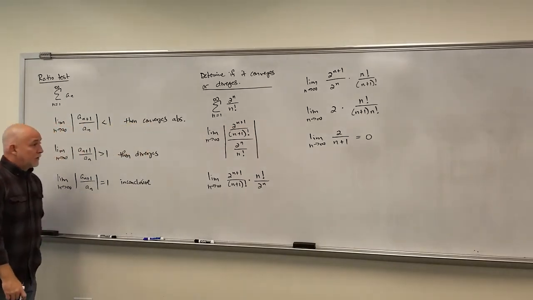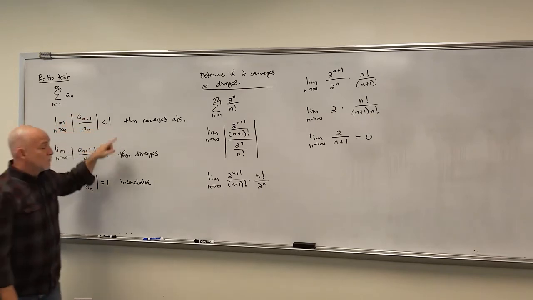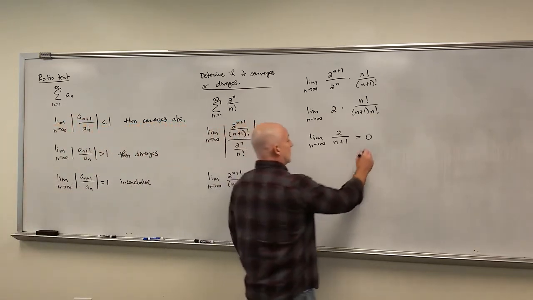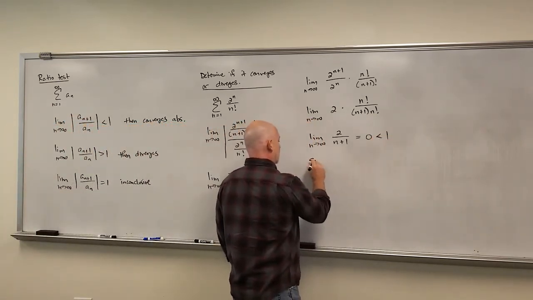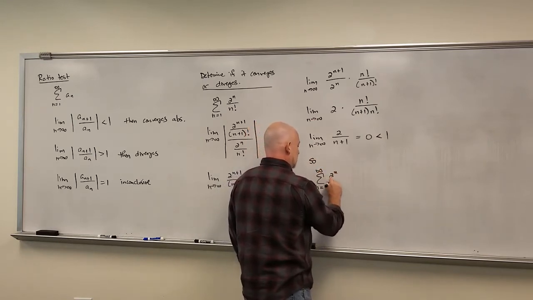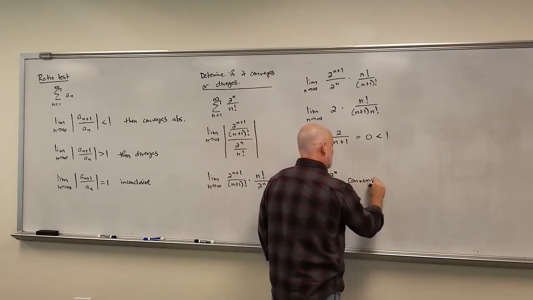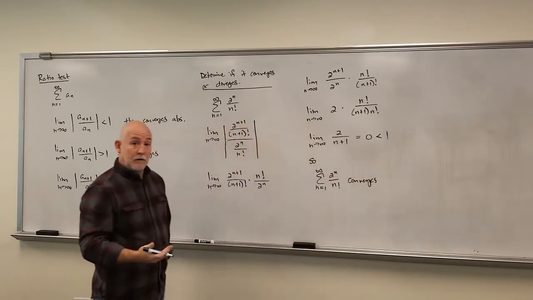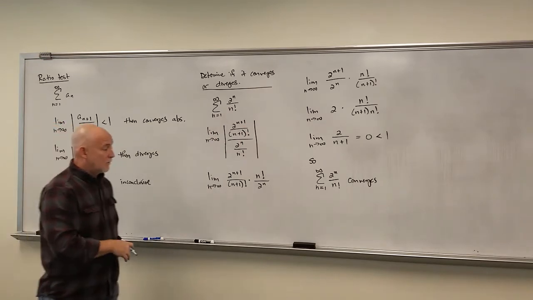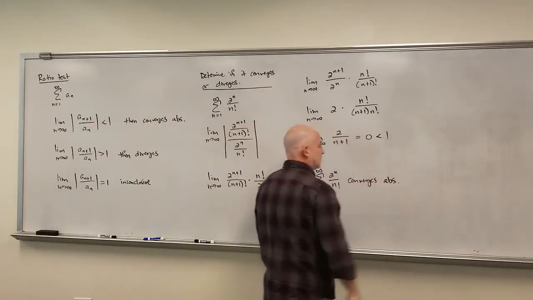Okay, so which case are we in? In this case, our limit is less than 1. So the sum n equals 1 to infinity, 2 to the n over n factorial converges. And the nice thing about this test, not only does it converge, it converges absolutely.